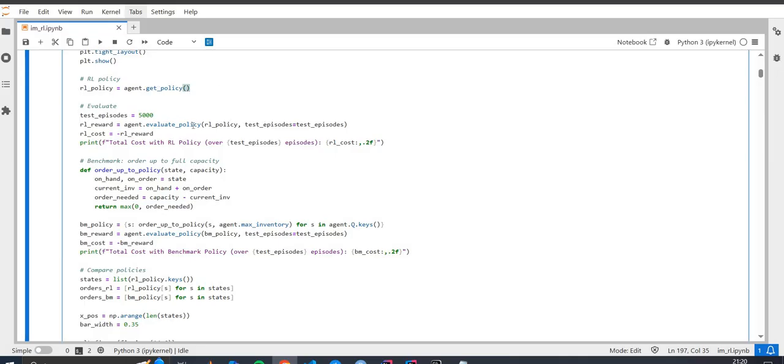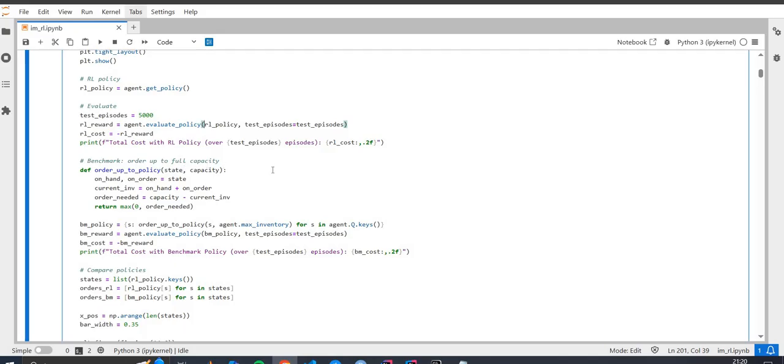We extract the policy the agent has learned using get policy. Then we run evaluate policy, where the agent follows its trained strategy for 5000 test episodes, and the total cost is calculated, giving us a measure of how well the agent performs after training.